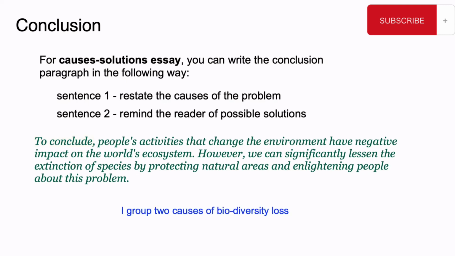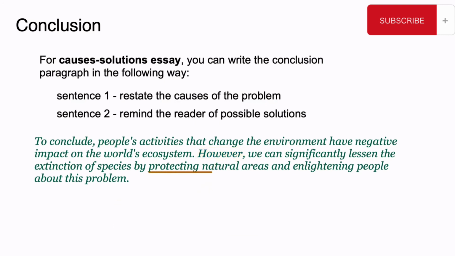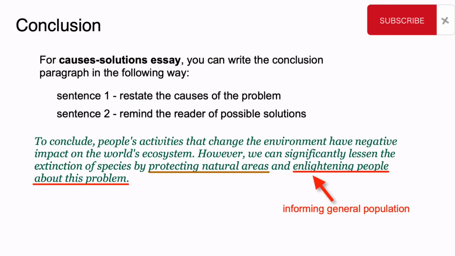I grouped two causes of biodiversity loss by a common phrase: people's activities that change the environment. To indicate the problem of biodiversity loss, I wrote, have negative impact on the world's ecosystem. Then, I used the linking word however to highlight a transition from causes to solutions. For the solutions, I stated protecting natural areas and paraphrased informing general population into enlightening people about this problem.